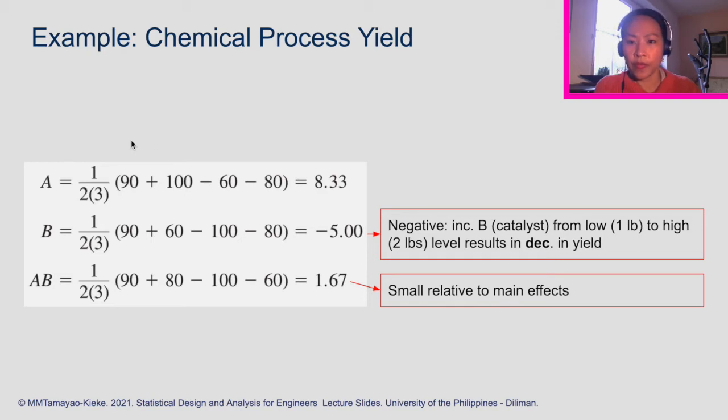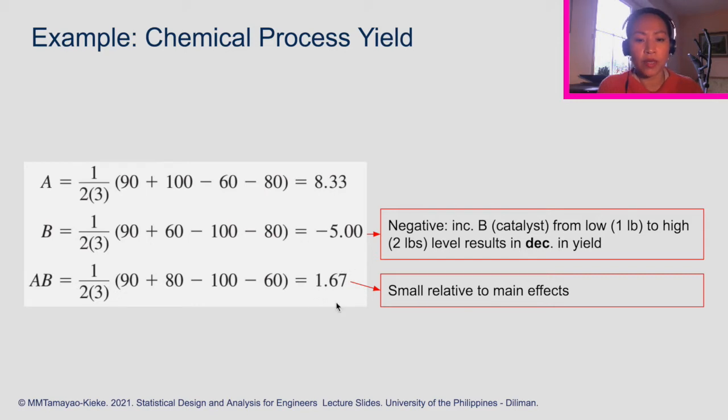All right, so now let's look at the values that we obtained. So we have 8.33 for the average main effect of A, -5 for the average main effect of B, and 1.67 for the average interaction effect. Okay, so let's look at this value. It is negative, so it means that if we increase B, which is the amount of catalyst, from a low level of 1 pound to a high level of 2 pounds, then it results in a decrease in the chemical process yield, okay, because of the negative sign.